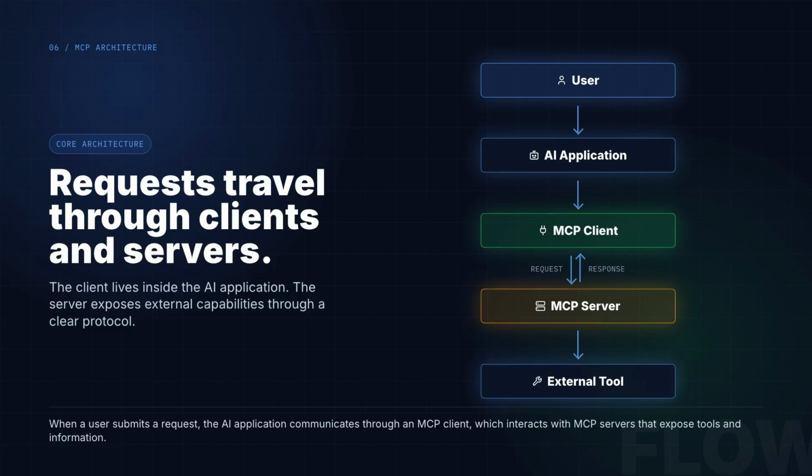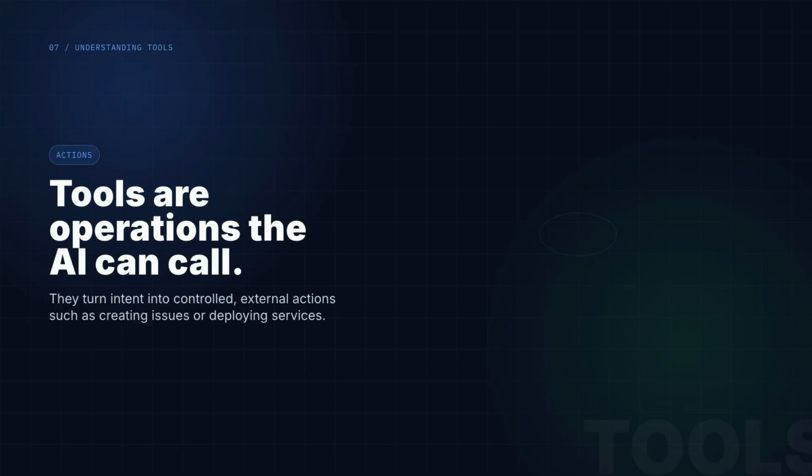The server performs the approved operation or retrieves the request context. Then the response flows back through the same path. This separation matters. The AI application does not need to know every detail of every tool. The tool owner can expose capabilities through an MCP server, and the AI side can interact with them through the protocol. One of the core ideas in MCP is tool.